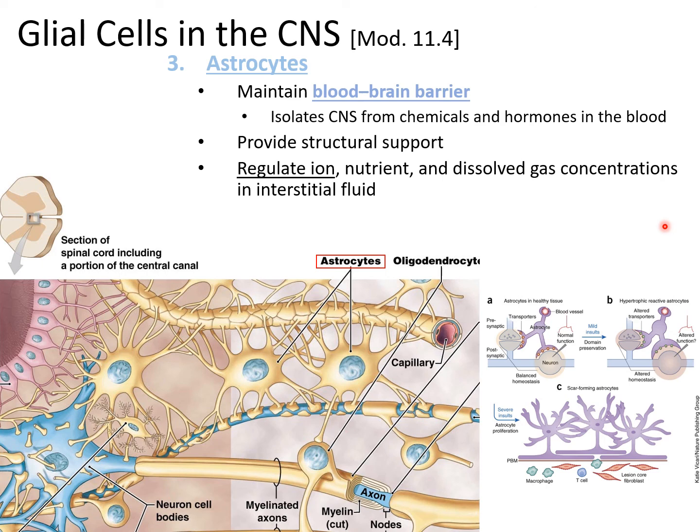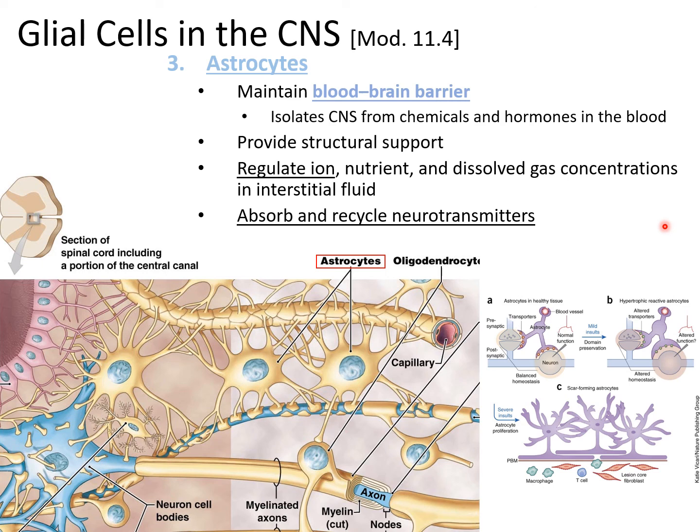Just like the satellite cells in the periphery, these are going to regulate the extracellular environment, or this interstitial fluid. They regulate ion concentrations, nutrients. They kind of help to get rid of any waste produced by these neurons. So lots of maintenance produced by these astrocytes.